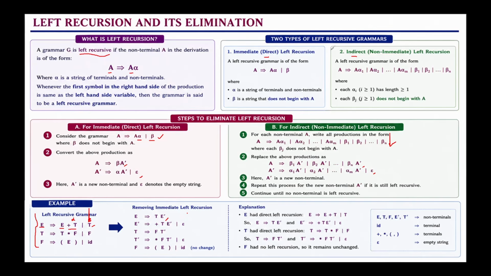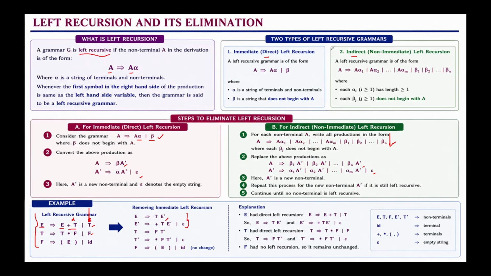Just see the first two productions after removing it. E tends to beta E dash, where beta here is T. And then E dash tends to alpha E dash or epsilon. What is alpha here? Plus T. The entire set we call alpha. So here E dash tends to plus T E dash or epsilon. Simple. Now you go and check the next one.